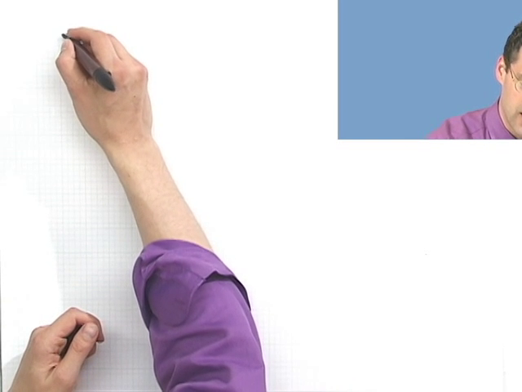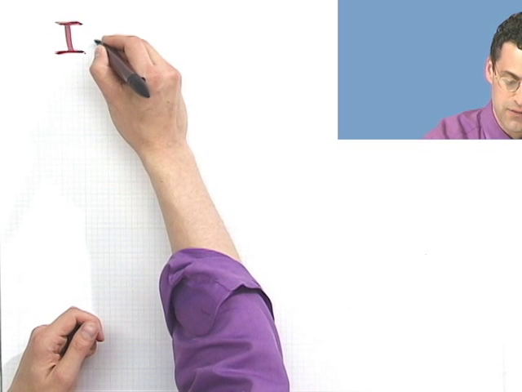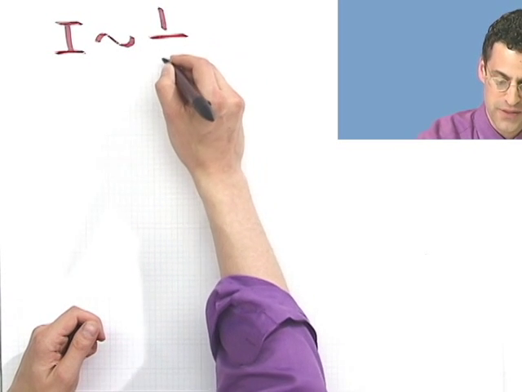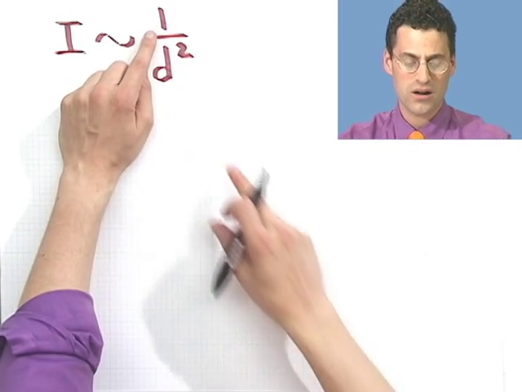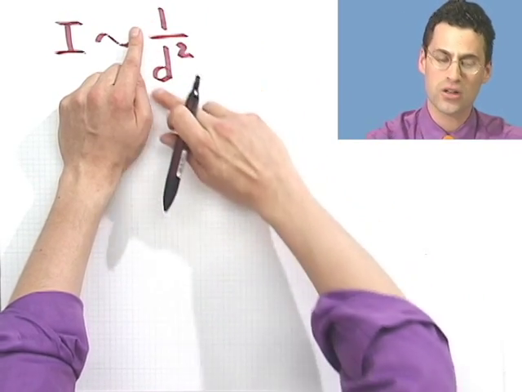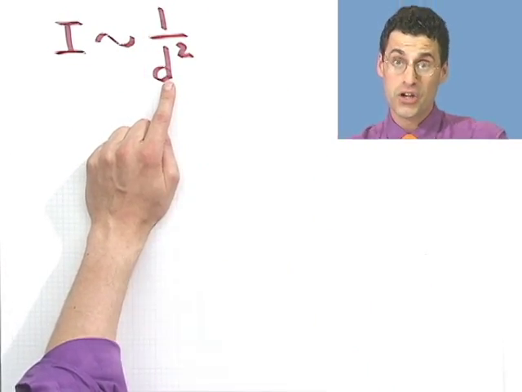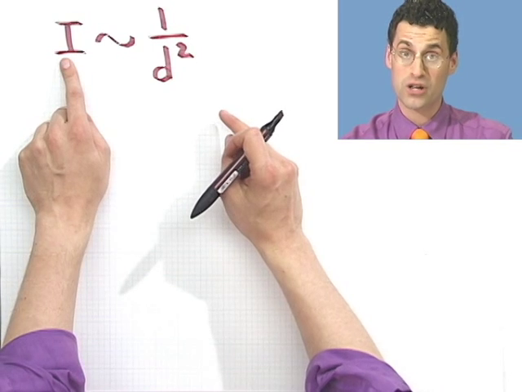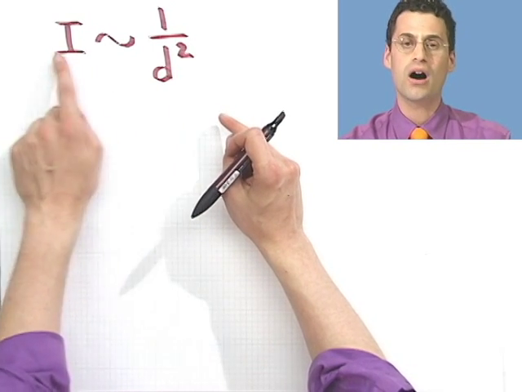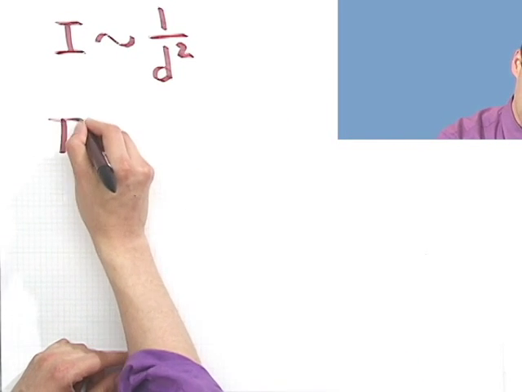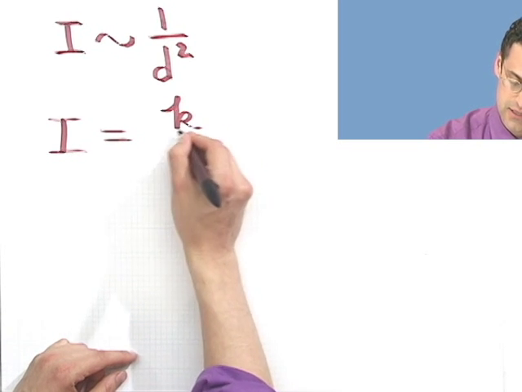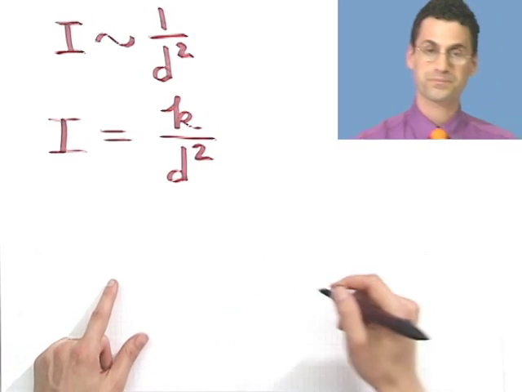So how would I write that down? I would say that the illumination, I'll call that I for illumination, is inversely proportional, so 1 over the distance squared. As the distance gets bigger, this whole thing gets smaller, so illumination gets smaller. The closer you become, the smaller the distance, so the larger this fraction, the more illumination. This law captures the spirit of what happens with light. So what this means is I equals some constant divided by the distance squared.